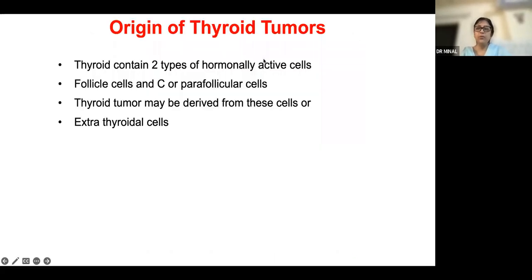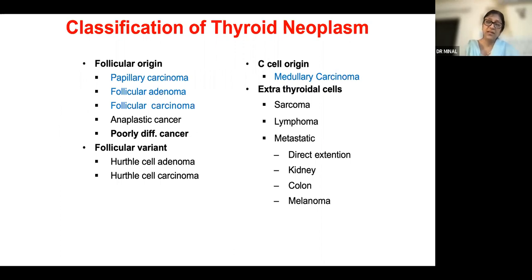So what are the options of malignancy? Malignancies or cancers can arise from either of the two cells. So there are two types of active cells, the follicular and the parafollicular. The tumor might arise from any of these cells. And then there is another option, that the malignancy can arise from extrathyroidal cells. There can be a lymphoma, and sometimes metastasis, that is, cancers arising from somewhere else in the body can reach the thyroid.